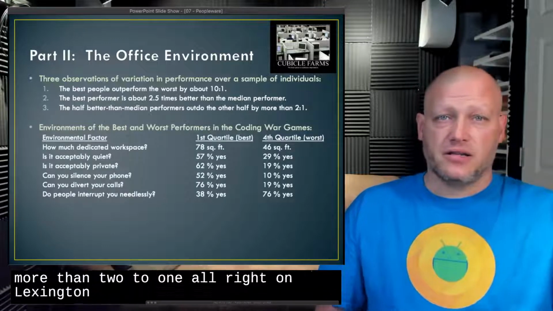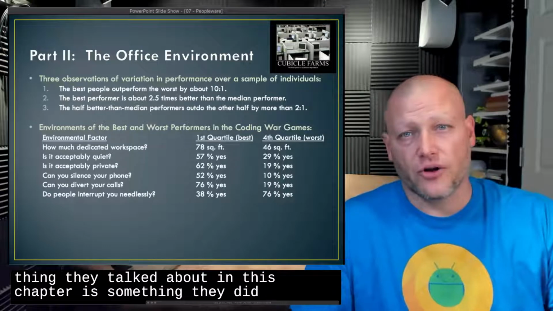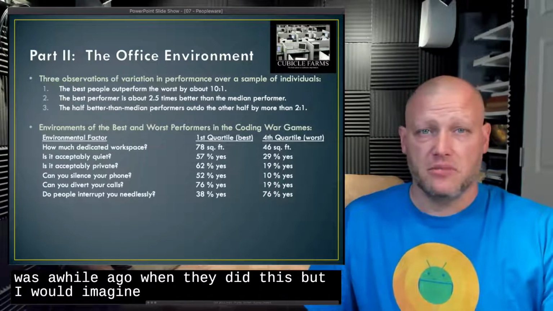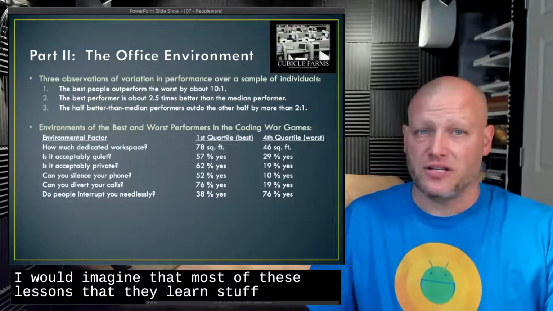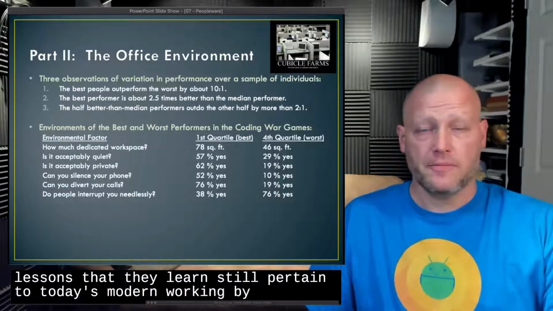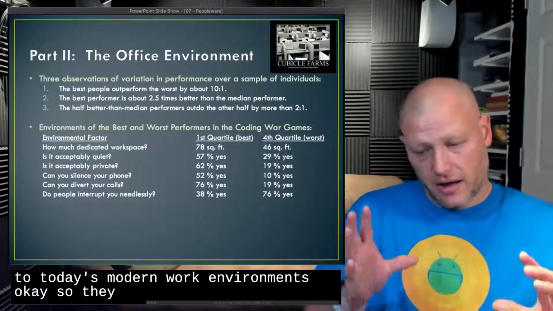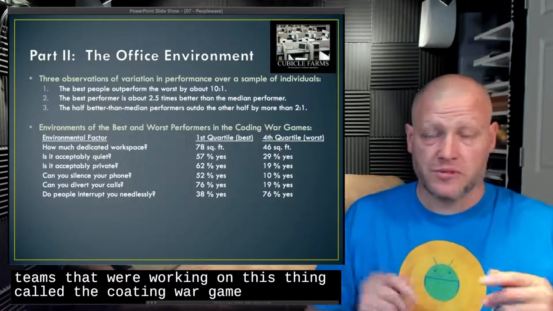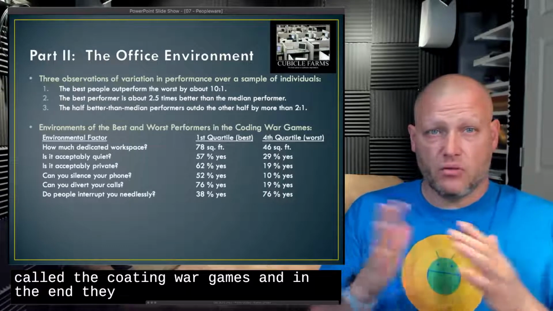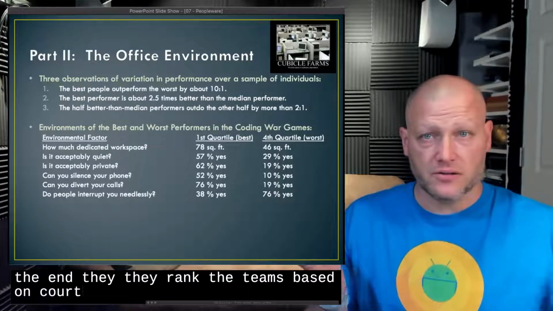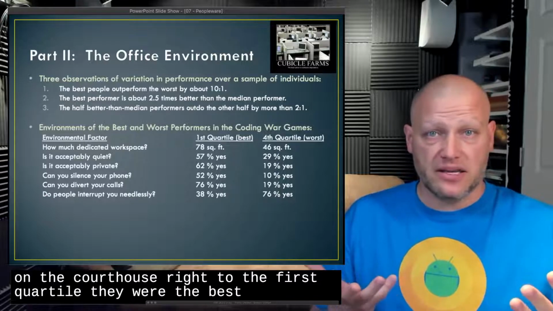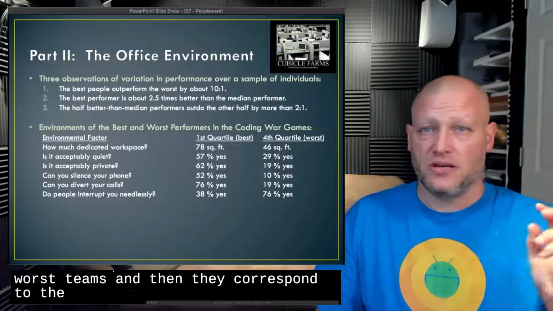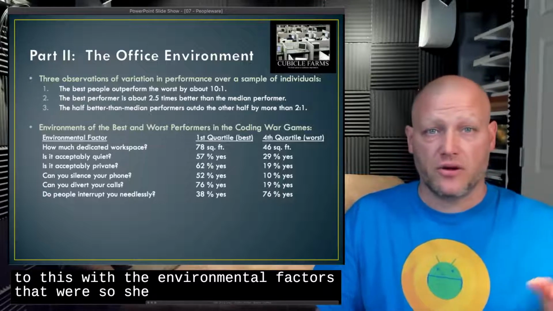The next thing they talk about in this chapter is something they did called the coding war games. And granted, this was a while ago when they did this, but I would imagine that most of these lessons that they learned still pertain to today's modern work environment. Okay. So they had all these teams that were working on this thing called the coding war games. And in the end, they ranked the teams based on quartiles, right? So the first quartile, they were the best teams, and the fourth quartile, those were the worst teams. And then they corresponded this with the environmental factors that were associated with those teams.